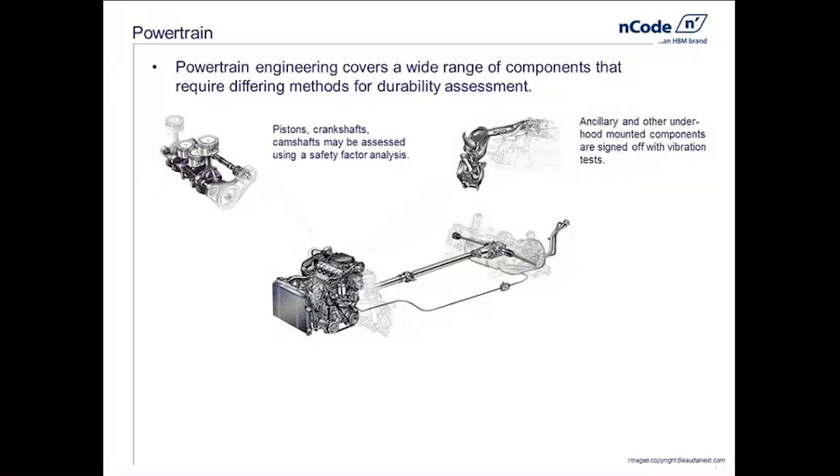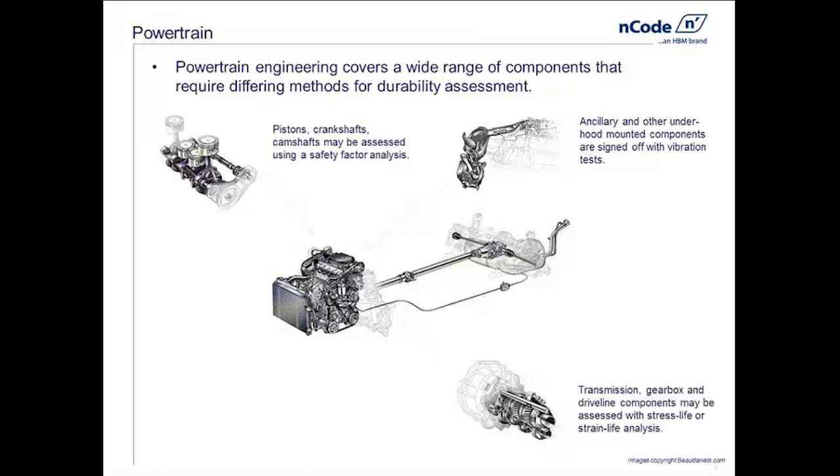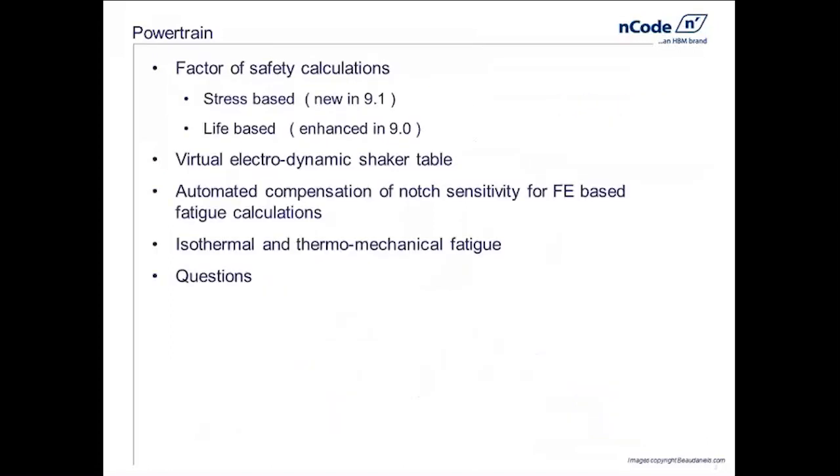There are components mounted to the engine, bracketry, components such as fuel rails that many times are signed off with random loading tests. There are components such as the transmission gearbox that may require both high or low cycle fatigue calculations. And finally, there are components such as the turbocharger exhaust, which will require temperature compensation to accurately characterize their fatigue performance.